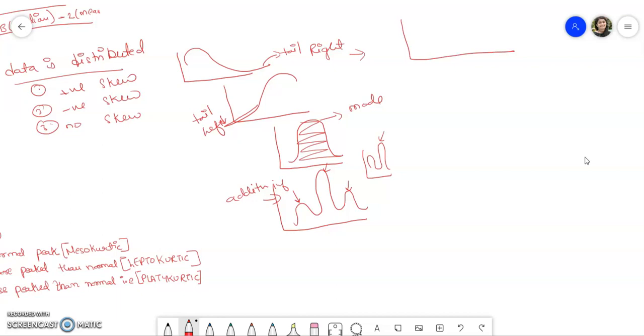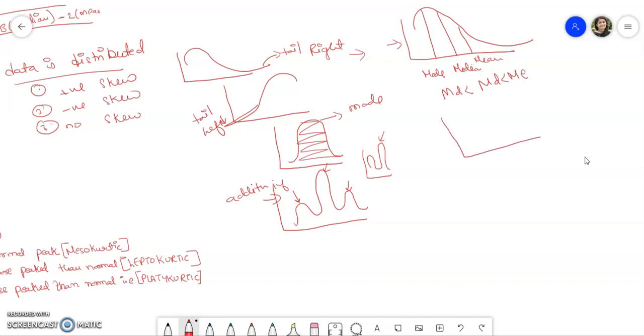If you see here, my data is distributed like this, okay? My mode is this one. Then my median is in the middle, right? Median is the central value of the sample data. We have just talked about it, and this is the mean. So we can say mode is less than median is less than mean. In case of positive skewness, you have to remember these things.